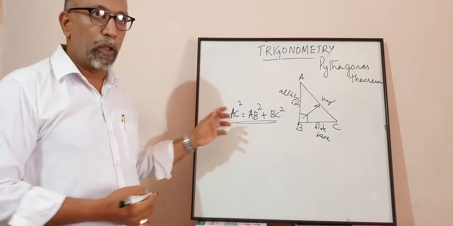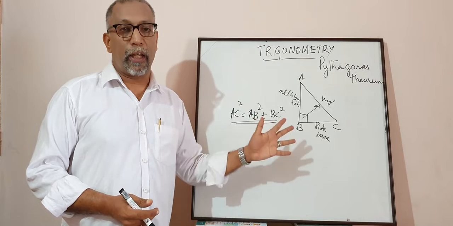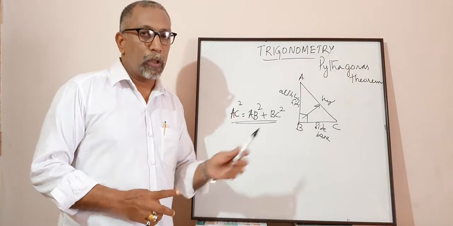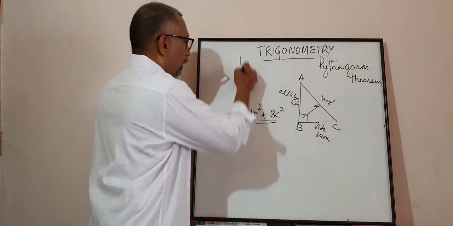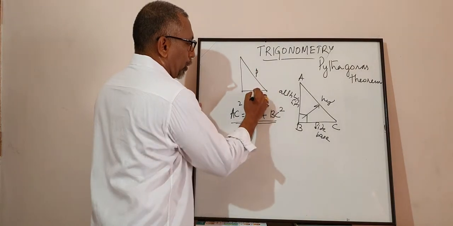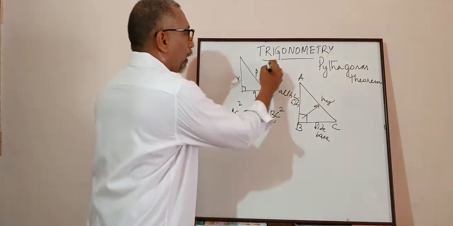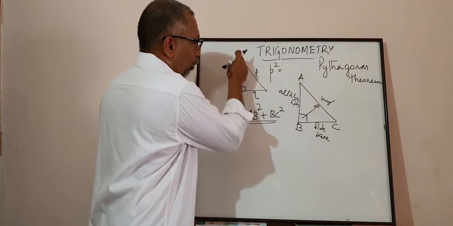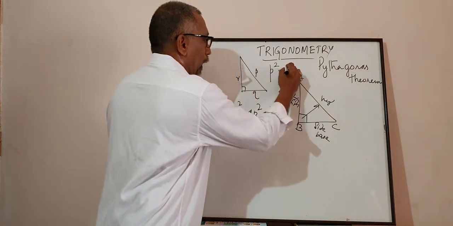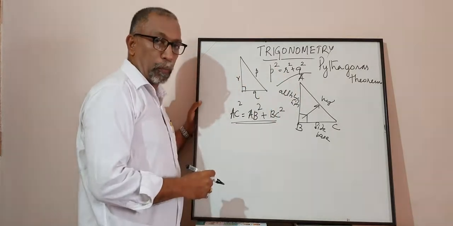This is actually what we learned in Pythagoras theorem. This is very, very important. We are actually going to use this Pythagoras theorem in this trigonometry chapter. So once again, if this is a right triangle, and you call the three sides P, Q and R, then R square, the square of the bigger side, is equal to the sum of the squares of the other two sides. So that is Pythagoras theorem.